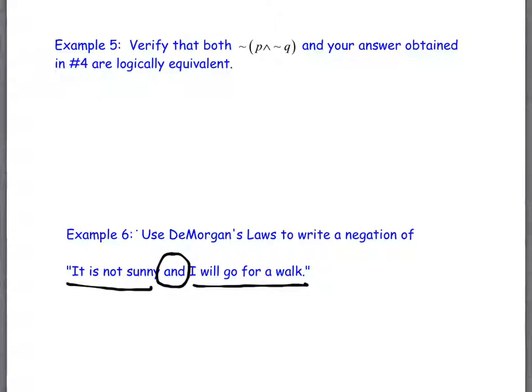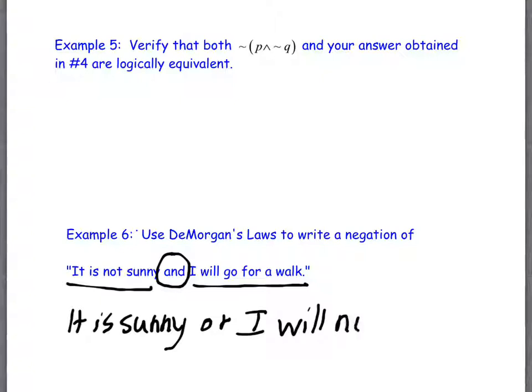So what is the opposite of it is not sunny? It is sunny. What do I have to do with the and? Change it to an or. And what is the negation of I will go for a walk? I will not go for a walk, or I won't go for a walk.